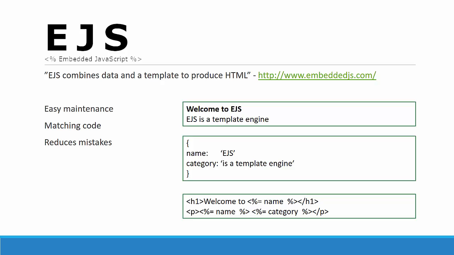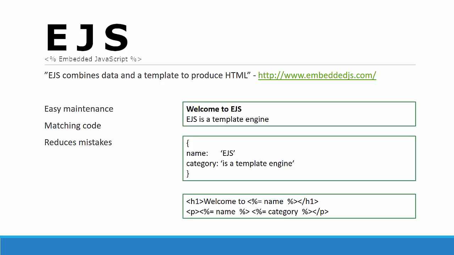Now let's take a look at EJS. Like Jade, EJS is a template engine for creating HTML. Let's start by looking at what description the people behind EJS use. EJS combines data and a template to produce HTML. That means that in EJS we have a data layer that we can use in our HTML.